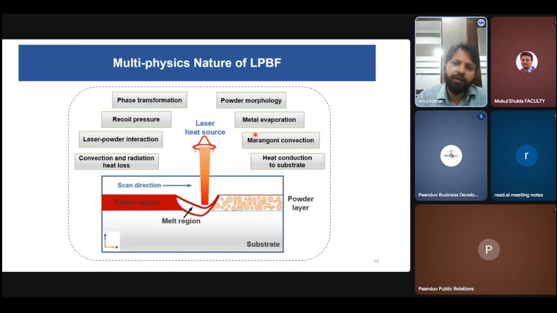This is nothing but a derived property of surface tension: how surface tension is going to affect the flow of the metal within the melt. We have heat conduction to the substrate, as the substrate is going to conduct some heat. We have convection and radiation heat losses. So all these multiphysics, you cannot predict or analyze in the physical setup of LPBF or any other machine. Definitely you have to model and simulate it to analyze how these parameters are going to affect these multiphysics natures.